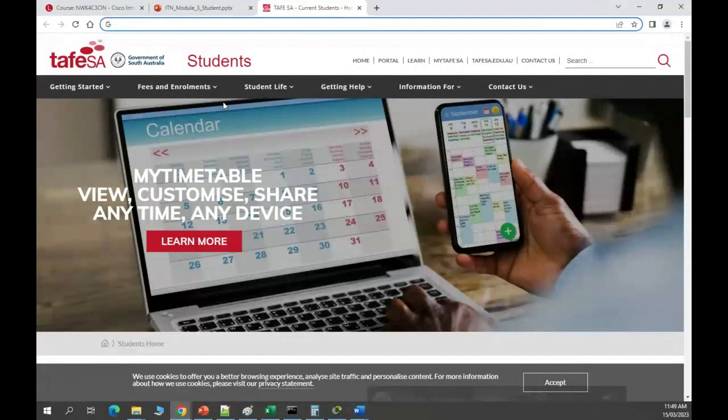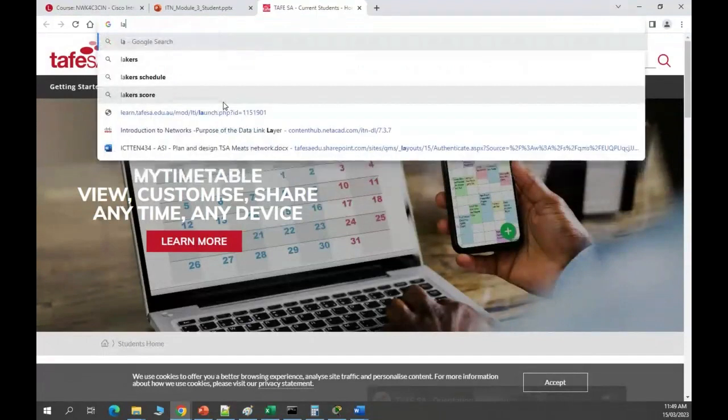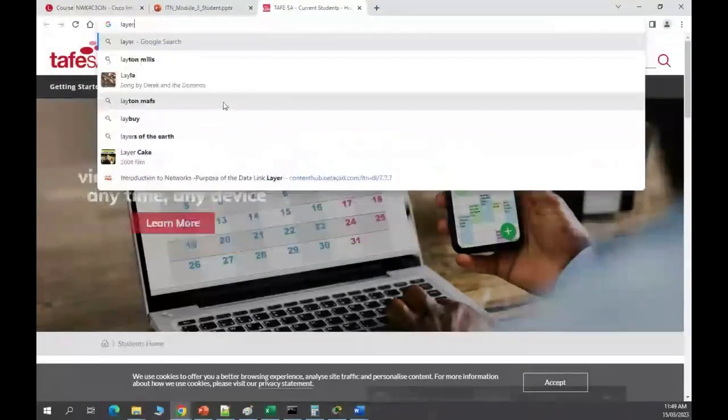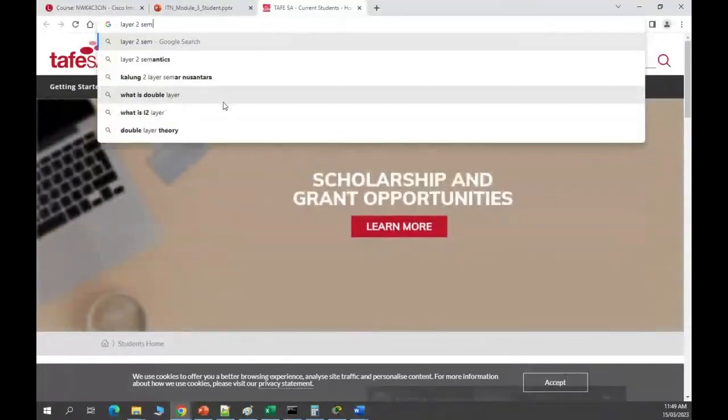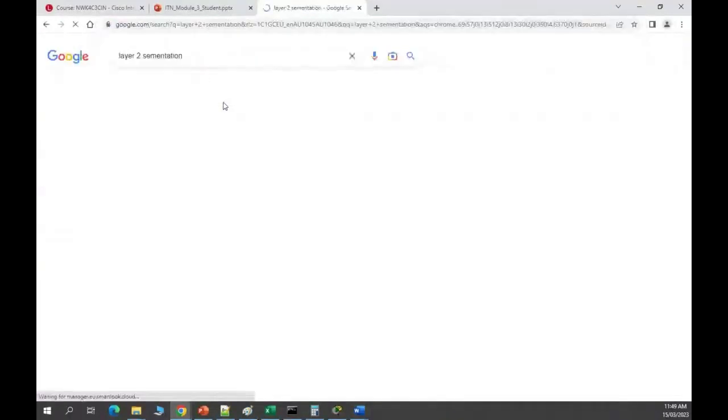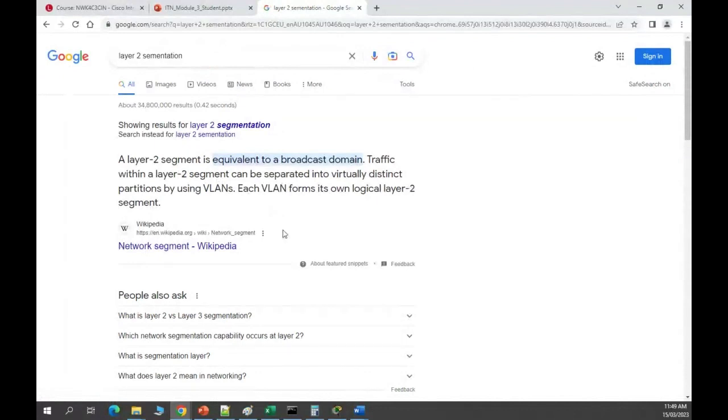Not transport, no. It's just data link. Data link is layer 2, but what is layer 2 segmentation? Frame is the addressing. Layer 2 segmentation. I think we spoke about this, VLANs, right?